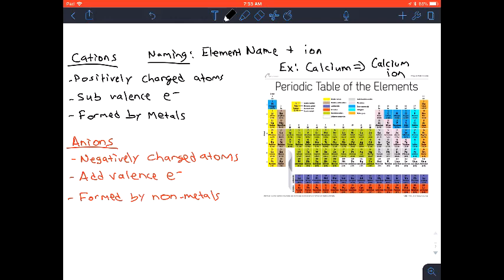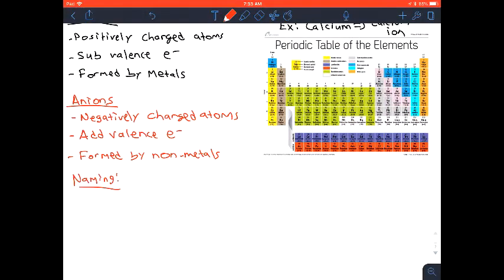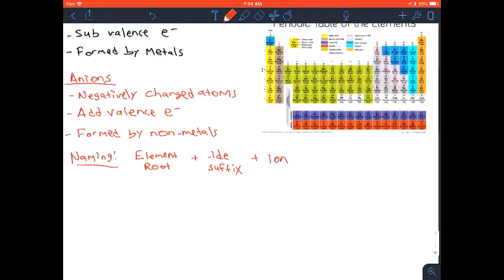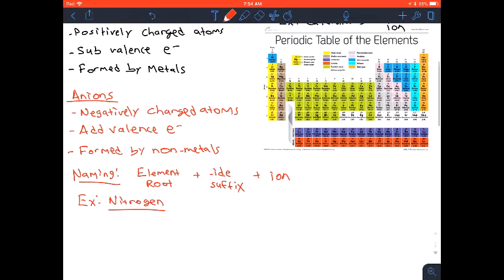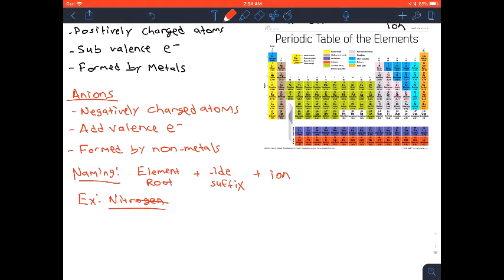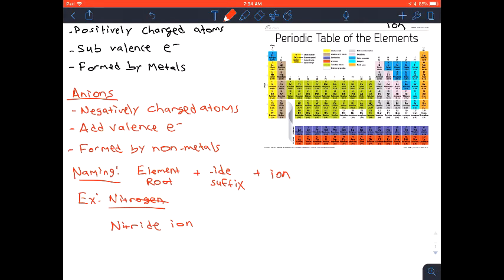Okay, so that's for cations. For anions, it's a little bit different. You're going to take the element root, and you're going to add the suffix -ide plus ion. So for example, nitrogen. We drop the ending, which in this case is -ogen. We keep the NITR. We're going to add -ide as a suffix, and then we're going to have ion. So now, nitrogen, when it ionizes, becomes nitride ion.